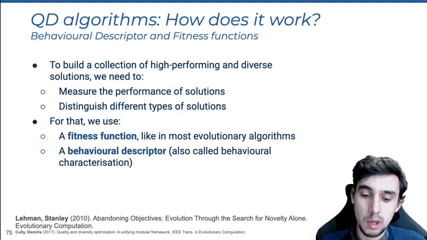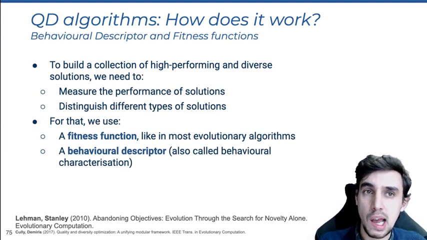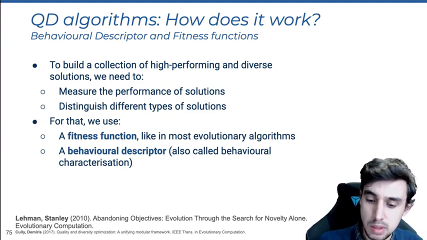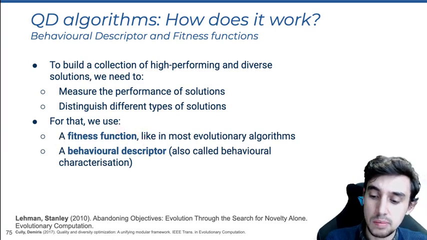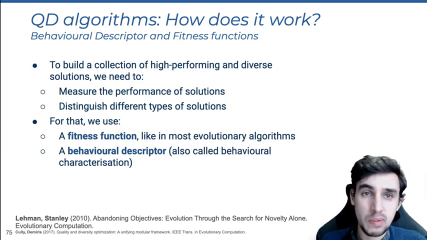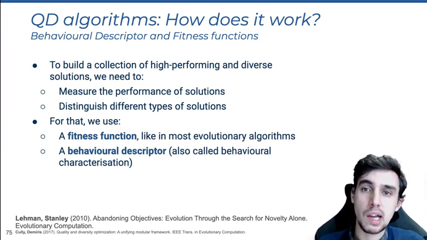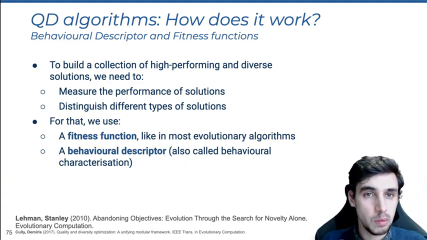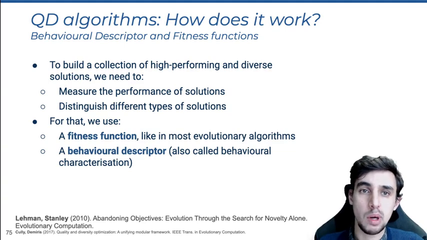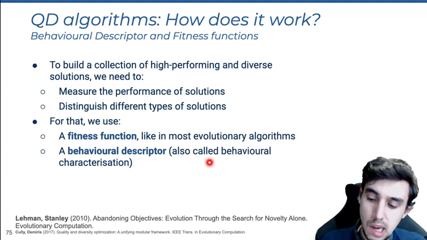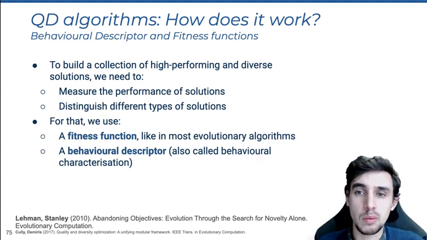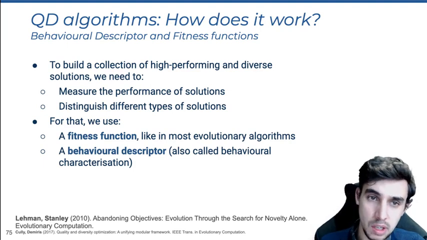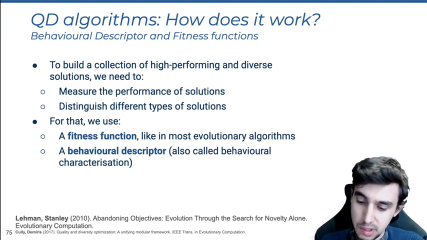And for this, we will use two concepts that we already have covered in previous lectures. First, the fitness function, literally the same definition as in all the algorithms that we have seen so far, and the behavioral descriptor that we have seen in the previous video about novelty search. Sometimes in the literature you can also find the word behavioral characterization, that's just another name for the same definition.